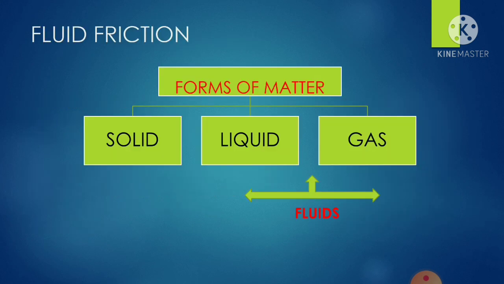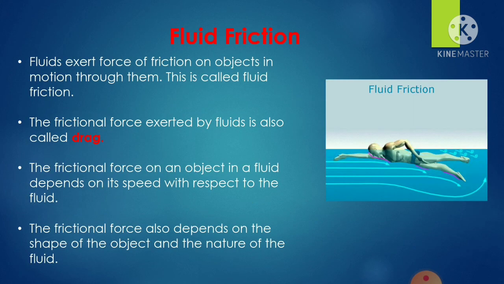Now, there is also another type of friction which is known as fluid friction. First of all, what are fluids? Liquids and gases are known as fluids in science. And the frictional force exerted by these fluids is called drag. So when these fluids exert a frictional force, that is called drag. Now we came to know that liquid and gas are fluids. Then what is fluid friction?